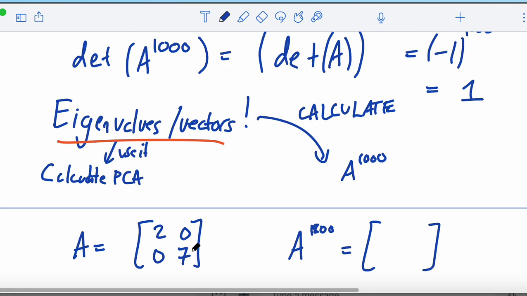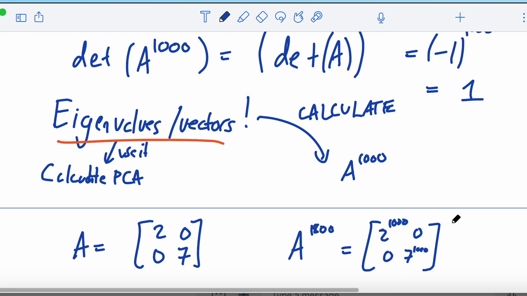Well, the 2 and the 7 are just completely in different universes. The 2 is multiplying by 2, the 7 is multiplying by 7, and they never talk to each other. So a matrix like this A is all messy, mixes everything together. But if it's a diagonal matrix, then it's two separate problems that are both easy. So the matrix A to the 1,000 is just 2 to the 1,000, 0, 0, 7 to the 1,000.